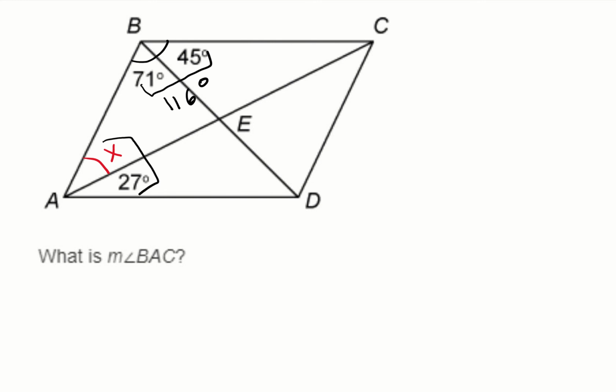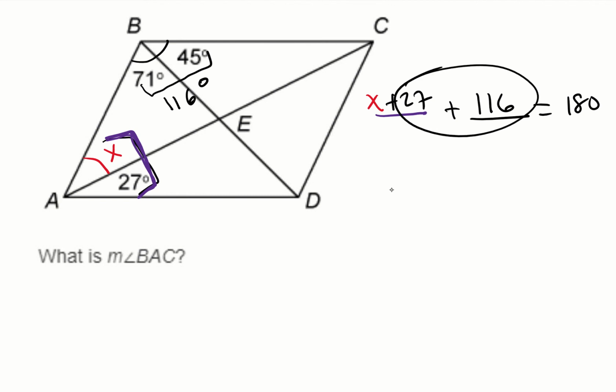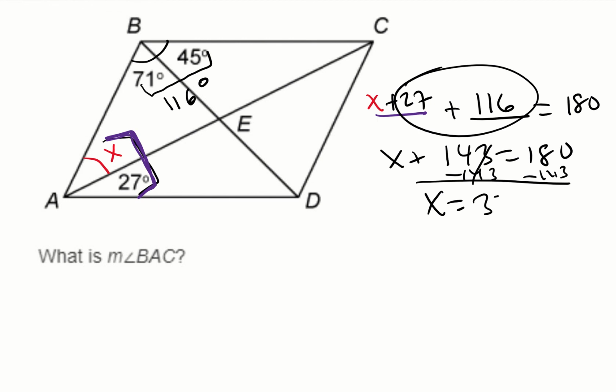So this angle here, which I'll do in purple, that total angle, and this black angle have to add to 180. So the purple plus the black one have to add to 180. What's the purple one? The purple one is x plus 27. And the black one is 116. If we combine those, that's x plus 143 is equal to 180. So we'll subtract 143 on both sides, and that'll be 37 degrees.